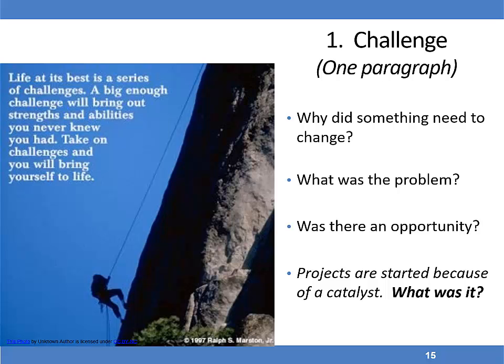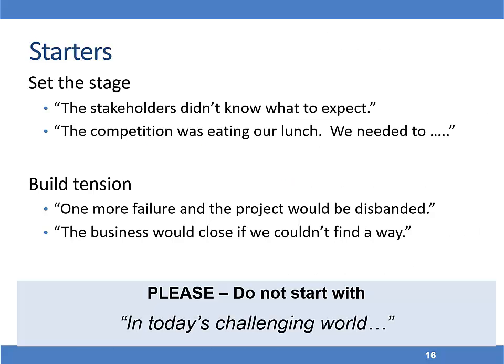And some examples of ways to start it could be something like setting the stage. For example, the stakeholders didn't know what to expect. We were in a situation where X happened. Or we were in trouble. The competition was eating our lunch and we needed to do what? Change something. Or begin building the tension. One more failure in this particular situation and this project was going to be disbanded entirely.